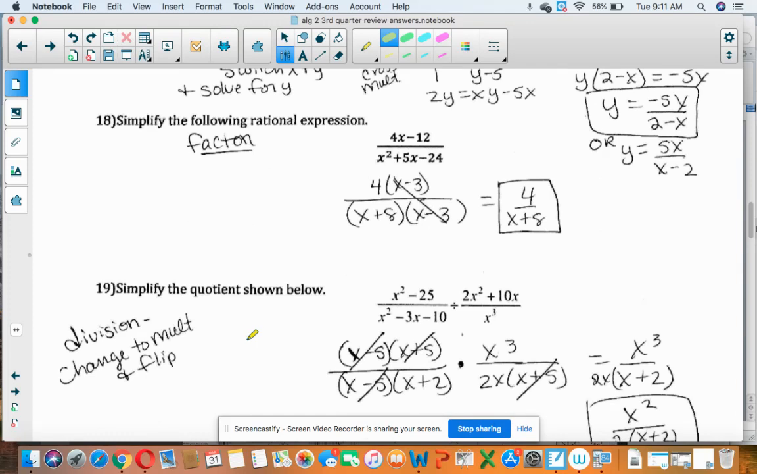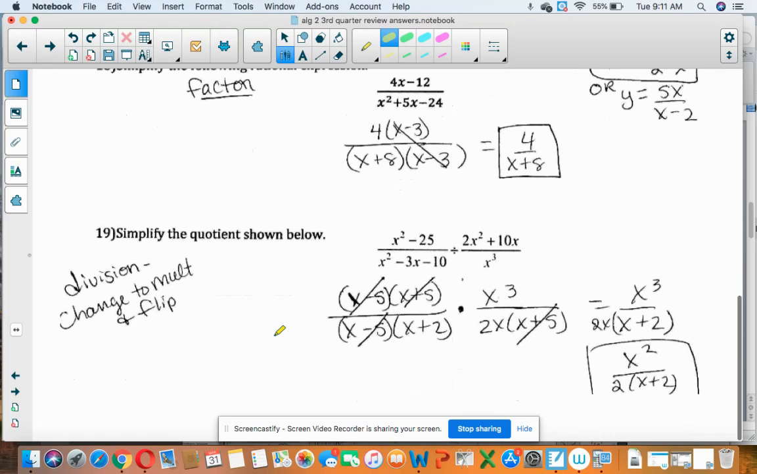Number 19, I am dividing. Remember, when you're dividing, you change to multiplication. So I changed this division to multiplication, and I flip this fraction right here. So that's why the x cubed goes on top, and the 2x squared plus 10x goes on the bottom. As I was flipping it, I factored it, though. So I factored out a 2x, and you're left with x plus 5. X squared minus 25 is a difference of two perfect squares, so I factor it x minus 5, x plus 5. The trinomial factors to x minus 5, x plus 2.